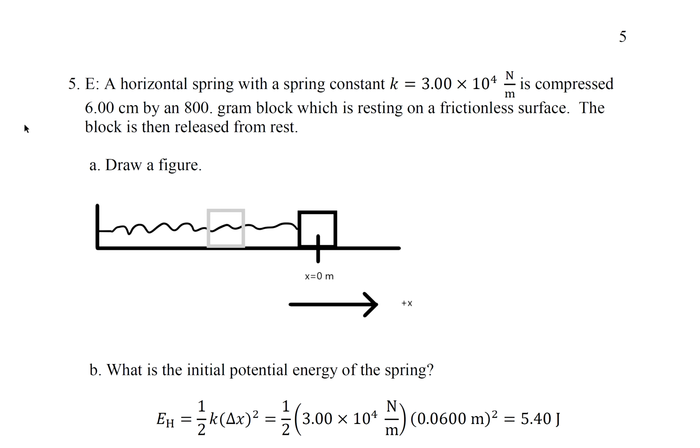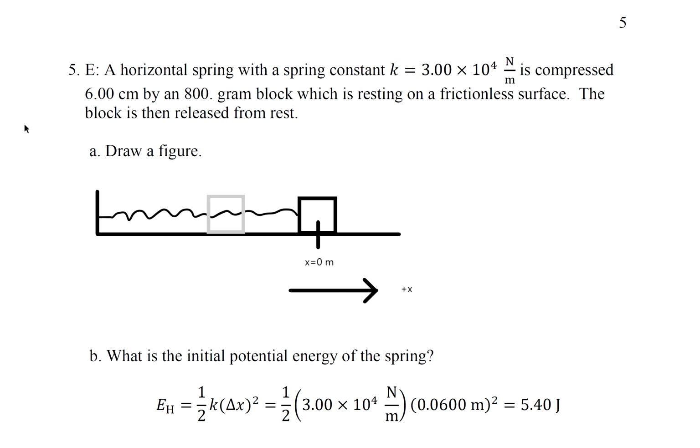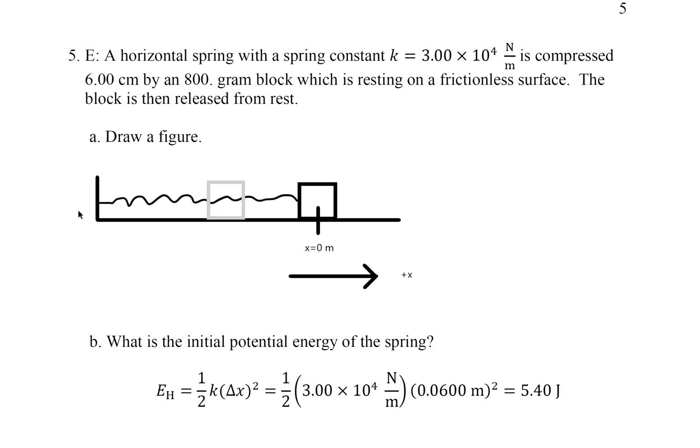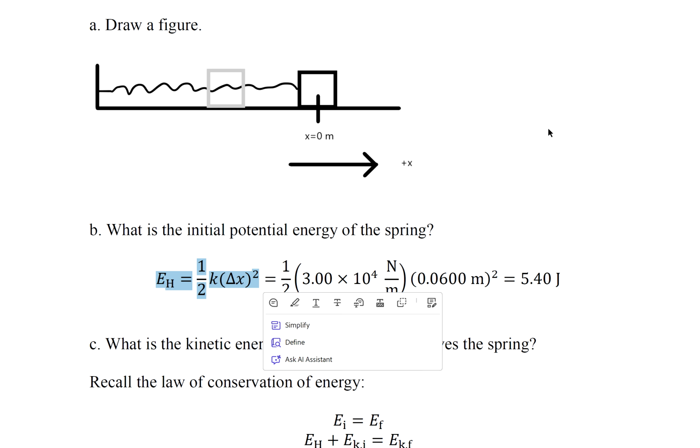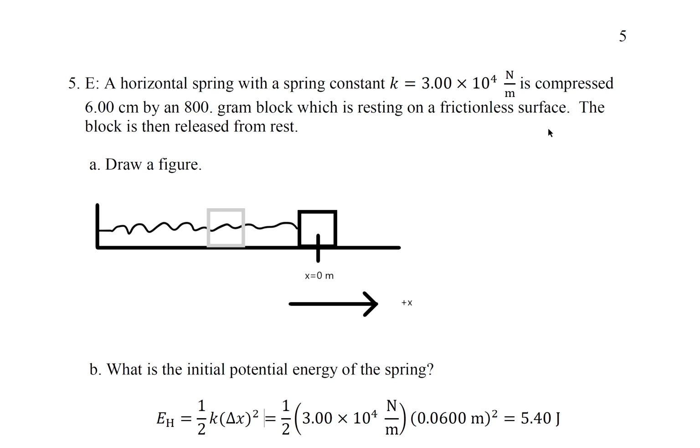Question 5. A horizontal spring with a spring constant K equals 30,000 newtons per meter is compressed 6 centimeters by an 800-gram block, which is resting on a frictionless surface. The block is then released from rest. So part A, draw a figure. Part B, what is the initial potential energy of the spring? Just use 1/2 K delta X squared. We were given K and delta X.